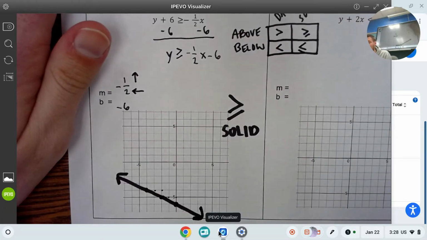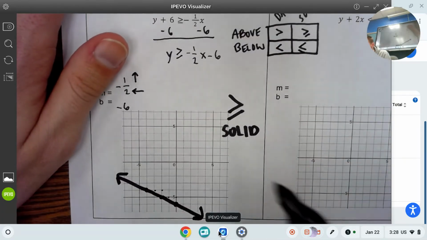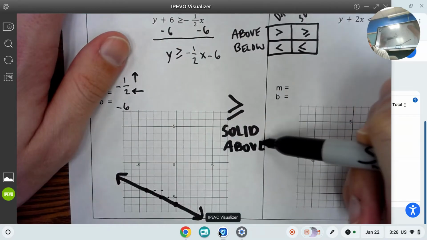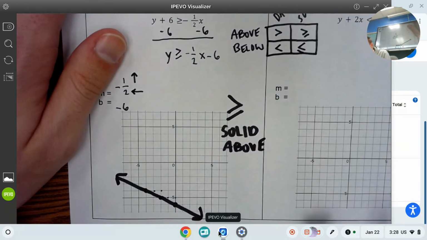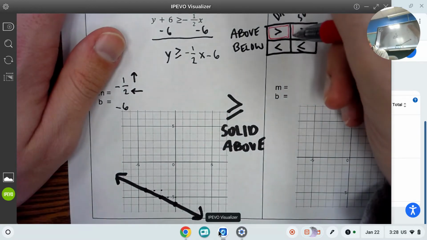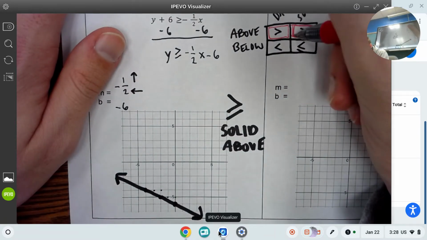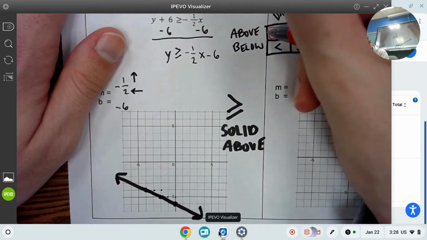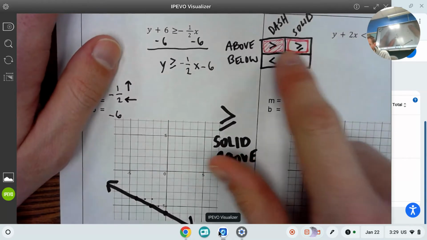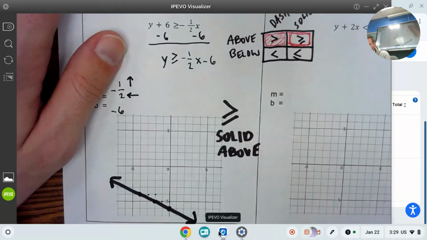And then we have to color it. Are we coloring above or below? This is an above graph, right? I can see right here, right? This is my symbol that I'm working with. Oh, nope. I drew my box differently last period. Sorry, not that one. We're working with this one. And so this one is the above solid. What a silly little goof.